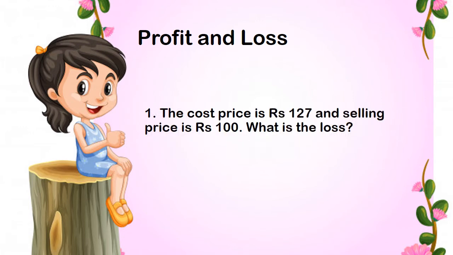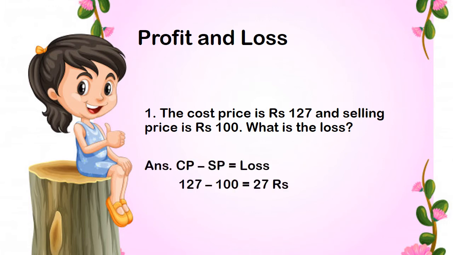Let's do some sums on profit and loss. The cost price is 127 rupees and the selling price is 100 rupees. What is the loss here? Answer: the cost price minus selling price is equal to loss. So 127 minus 100 is equal to 27 rupees. 27 rupees is the loss.